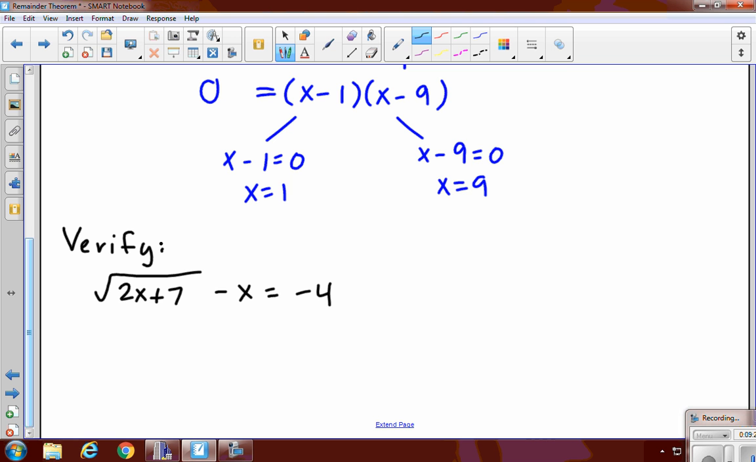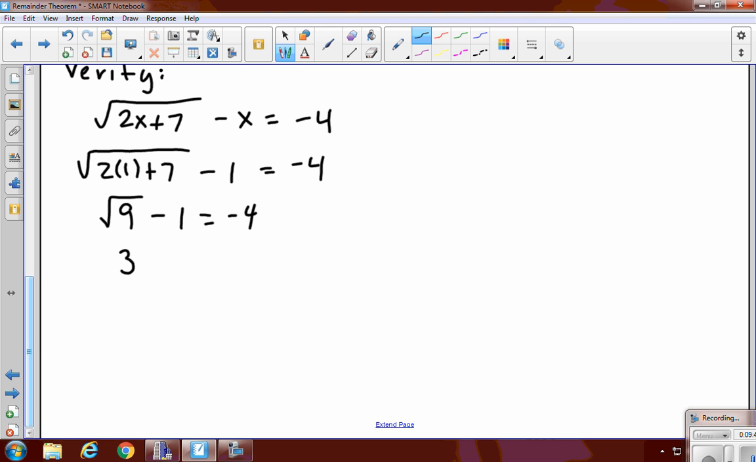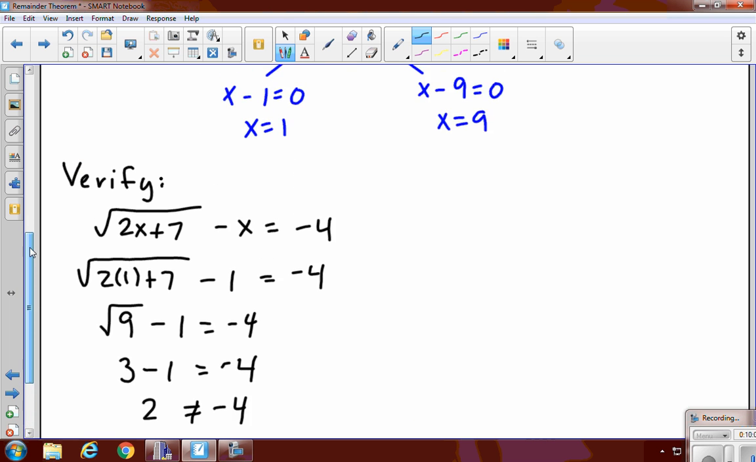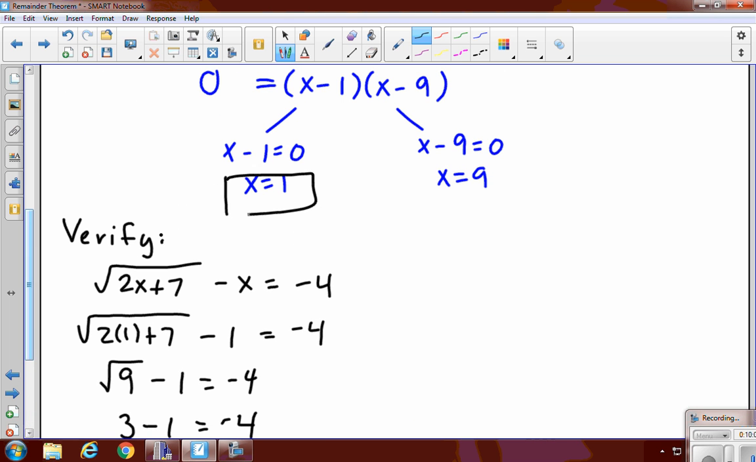The first one I'm going to verify is 1. So I'm going to put that in: the root of 2 times 1 plus 7, minus 1. We want to see if that equals negative 4. 2 times 1 is 2, plus 7, that's the root of 9, which is 3, minus 1, that's 2. Well, 2 does not equal negative 4. Therefore, this cannot happen. This is an extraneous root, so that is not a solution.